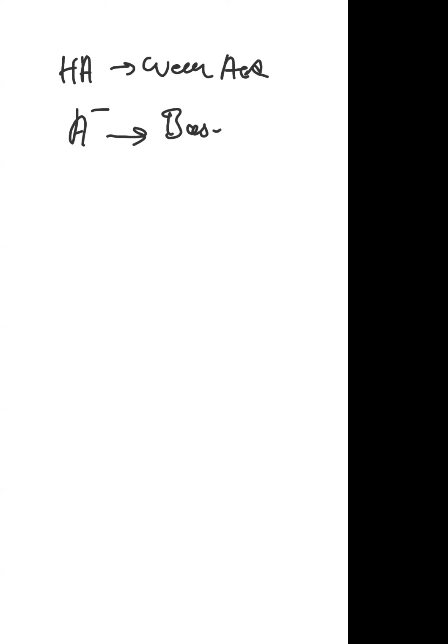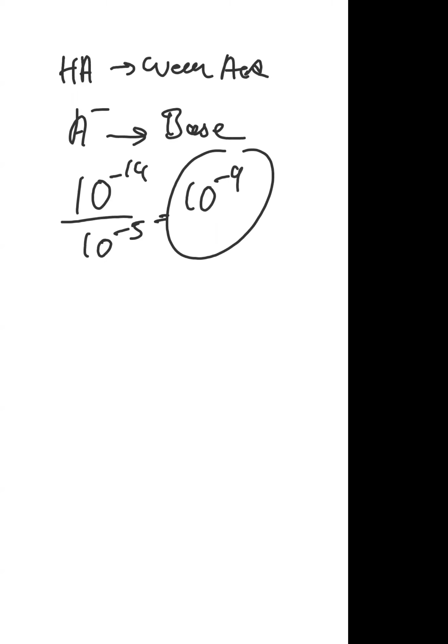Why base? Because it depends on the hydrolysis value. For this one, we have 10 to minus 5, then yield 10 to minus 9. So we have a weak base. But sometimes, according to calculations, and with respect to the division of K water value 10 to minus 14, we may face a strong base situation.